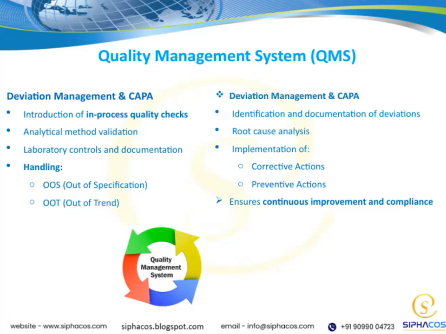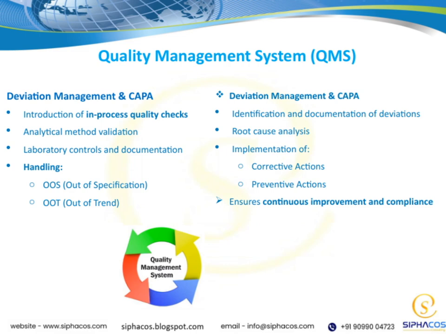Let's talk about deviation management and CAPA, which are essential components of our quality system. When a deviation occurs, the first step is to identify and document it thoroughly. This helps us understand exactly what happened and sets the foundation for corrective and preventive actions. Root cause analysis is critical here. It's about digging deep to find out why the deviation occurred in the first place. Only by understanding the root cause can we implement effective solutions.